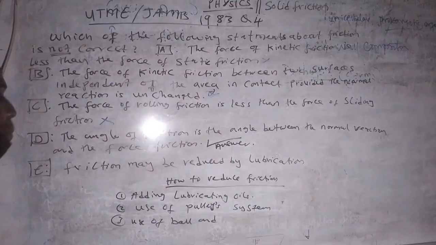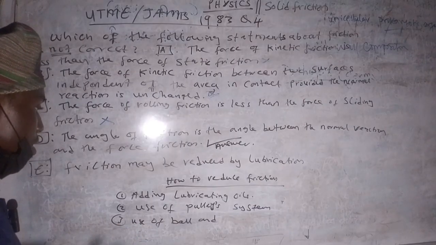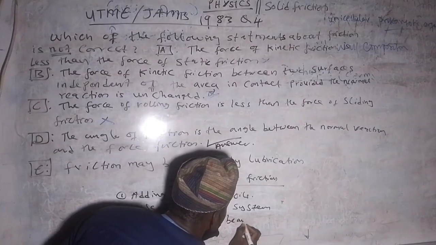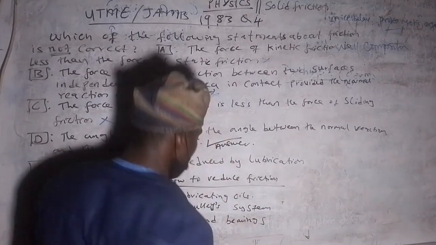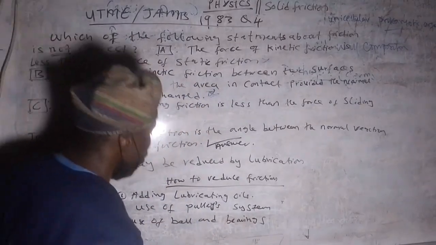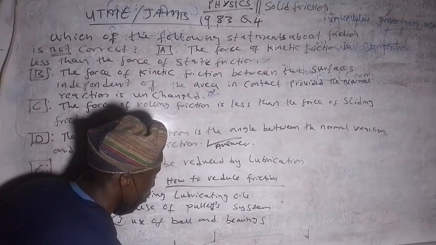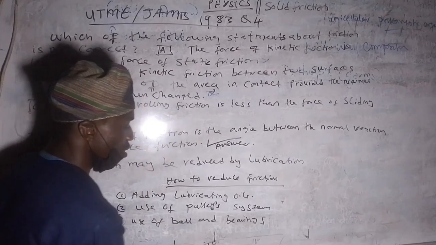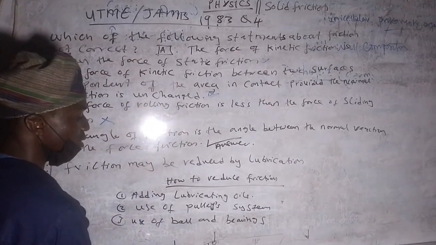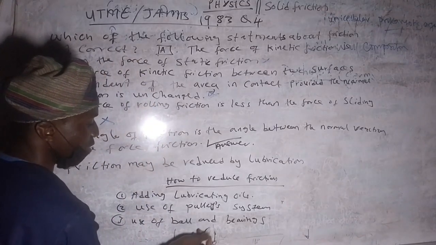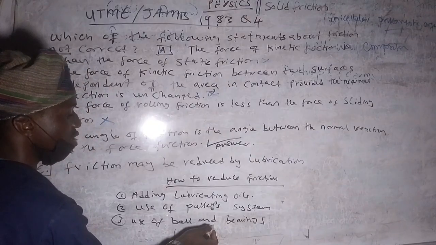Balls and bearings. Example, most of those things that you will see on the floor like this, there will be something like a tire or a ball underneath that will be rolling. So you won't let the friction, there will be friction between that thing. Most especially, go and see your washing machine.